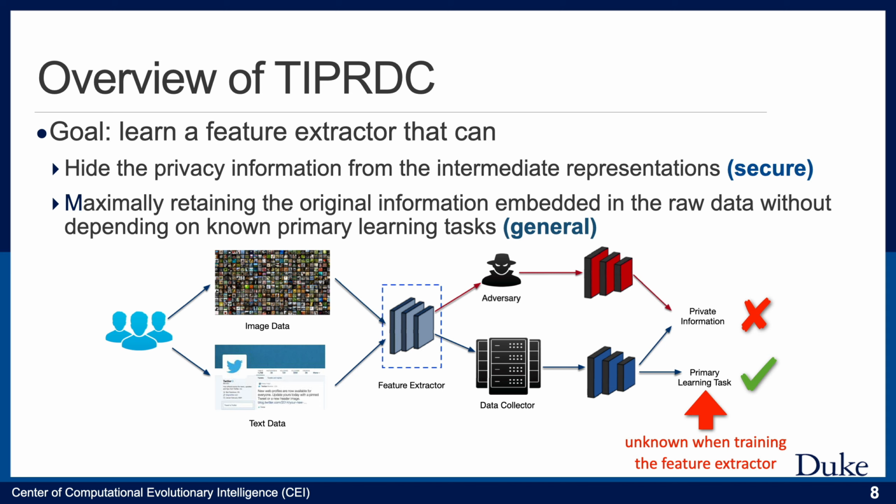As the figure shows, participants can locally run the feature extractor and submit only those intermediate representations to the data collector, instead of submitting the raw data. The data collector can then train deep learning models using these collected intermediate representations, but both the data collector and the adversary cannot accurately infer any protected private information.